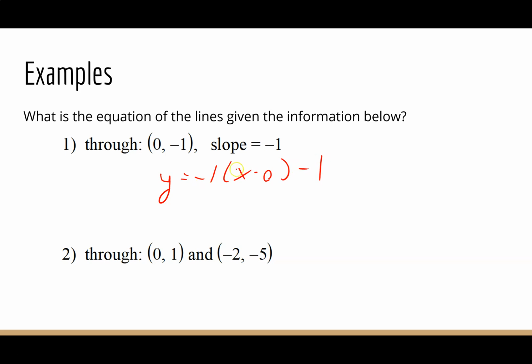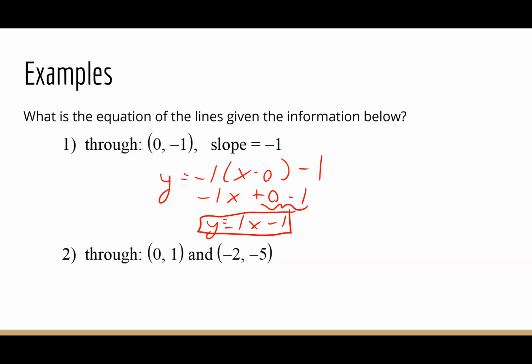So slope, x value, y value. Distribute the slope, and then combine the last two terms, and you're done. y equals -1x minus 1. Okay, that's the steps in almost all of these.